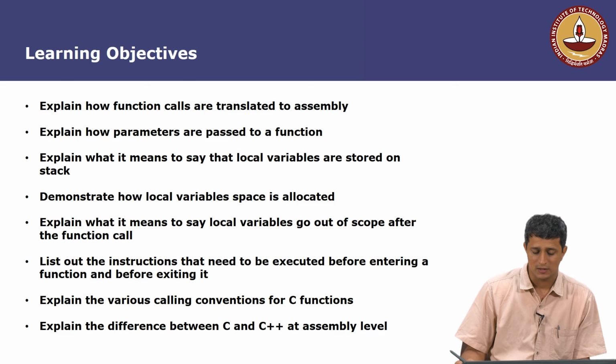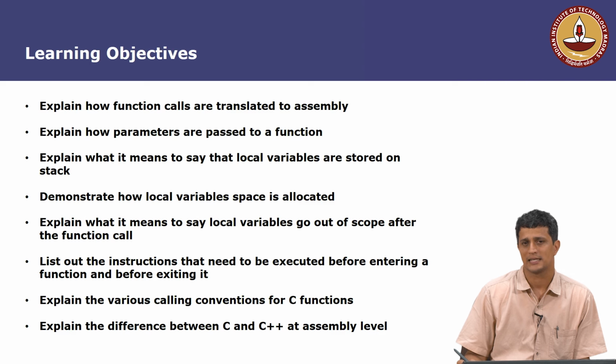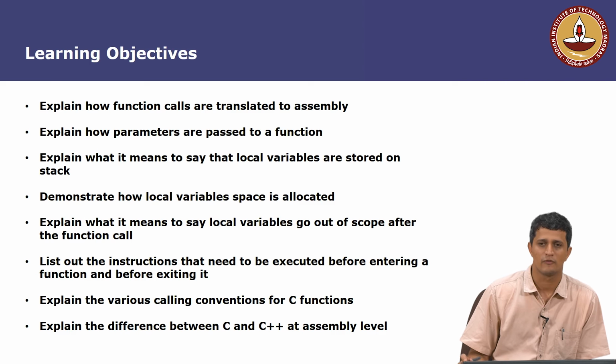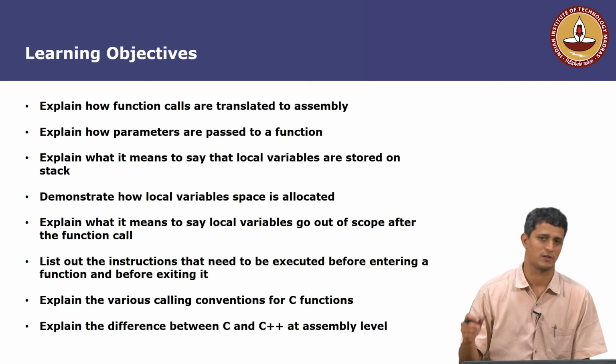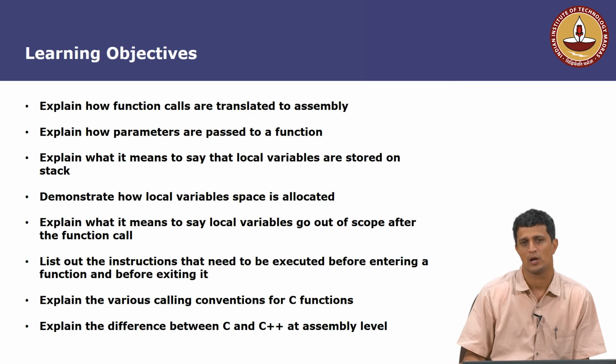Then you should be able to explain a simple difference between C and C++ at assembly level. C++ is a very powerful programming language that offers object-oriented programming, but the key point to note is that at assembly level it is not very different from C. There is very little change that you need to incorporate when you move from compiling a C program to compiling a C++ program, and we will demonstrate this by way of an example again.